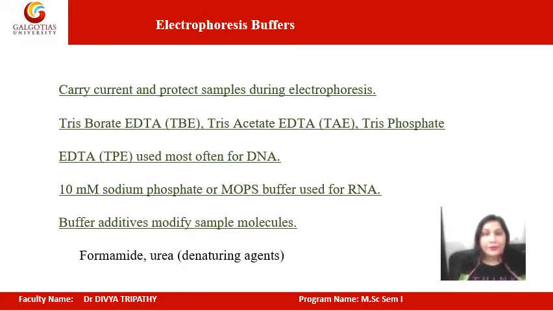Carrying current and protecting samples during electrophoresis is the main function of electrophoresis buffers, and the examples are Tris borate EDTA, known as TBE, Tris acetate EDTA, known as TAE, and Tris phosphate EDTA, known as TPE. These are the most commonly used buffers for the separation of DNA using electrophoresis. 10 millimole sodium phosphate and MOPS buffers are used for RNA separation. Buffer additives have also been used to modify the sample molecules, and the examples are formamide and urea. These are also known as denaturing agents.